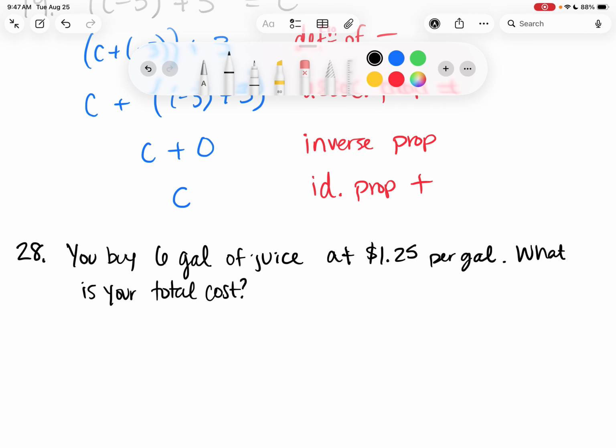All right, so basically we have 6 gallons of juice. And then I have a rate, okay, $1.25 per gallon. So I'm going to set this up as a little T-chart, and I'm going to do this because as we get to a harder problem in just a second, you're going to see why I like it this way.